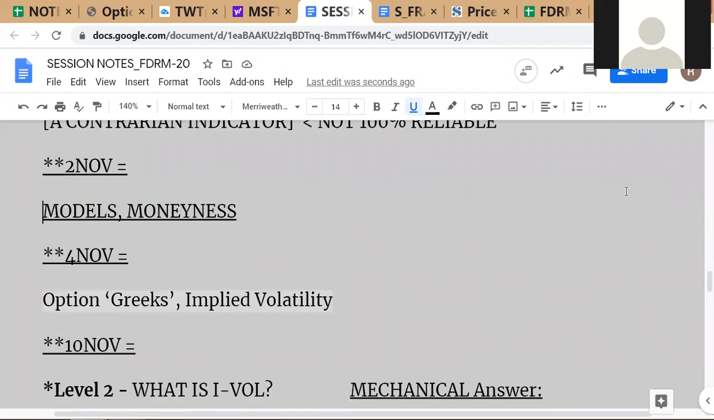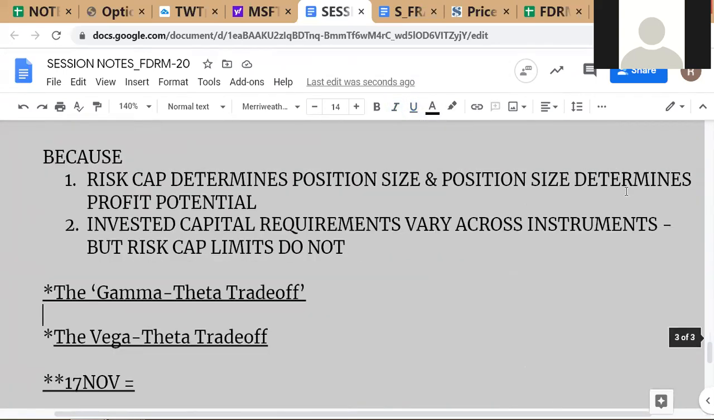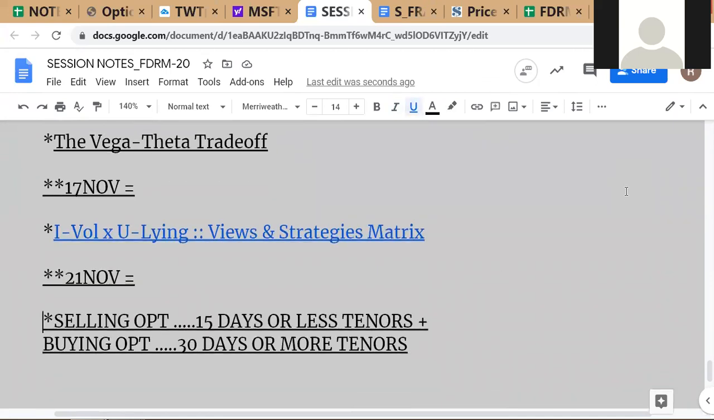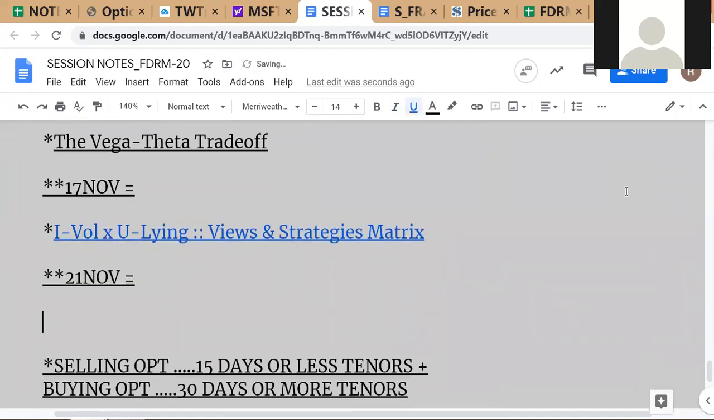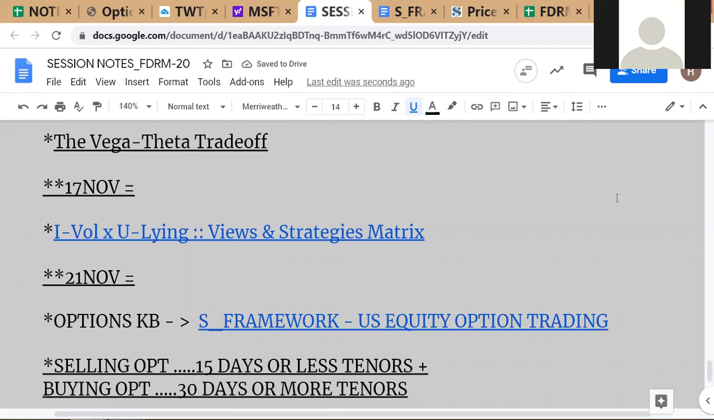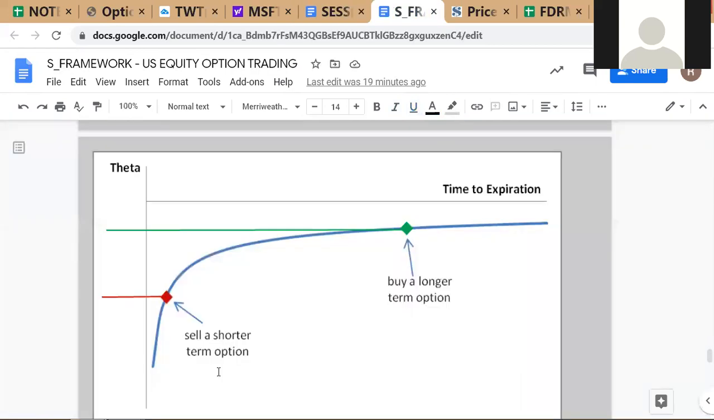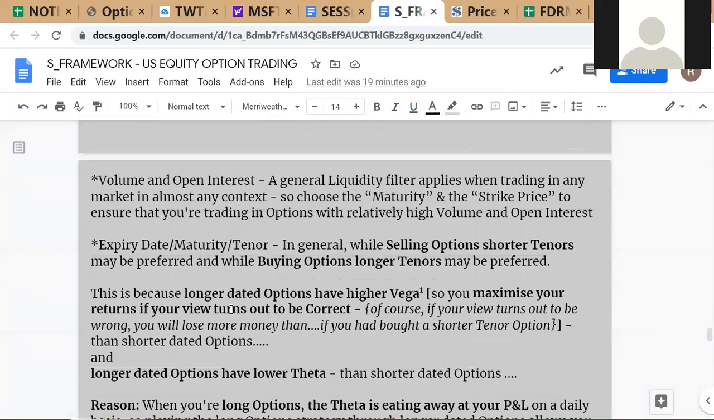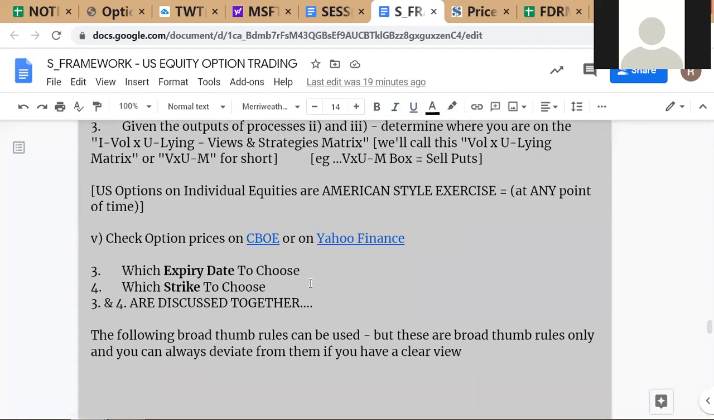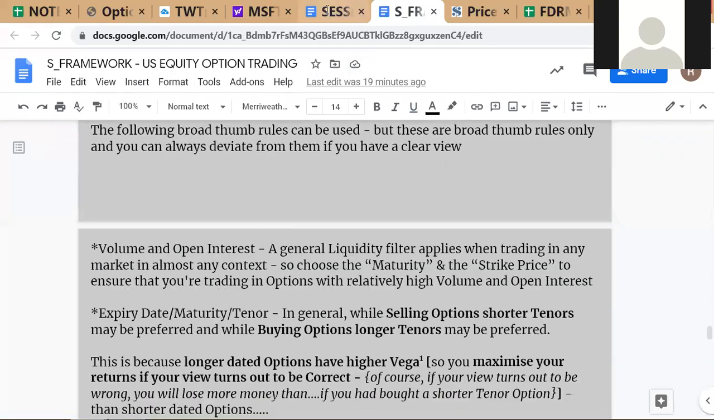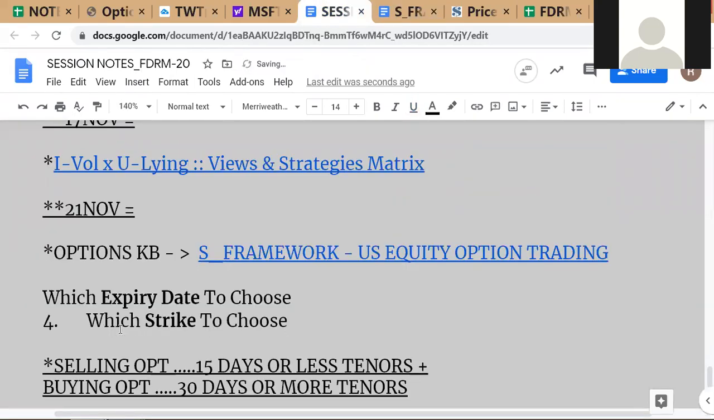We have not put the framework link further down. What we are discussing today is the 2 decision problems, which are the expiration date, which expiry, and which strike. These 2 are what we are discussing today, right? So we'll put that also here. Okay, so which expiry date to choose? I hope now we have some clarity on this.